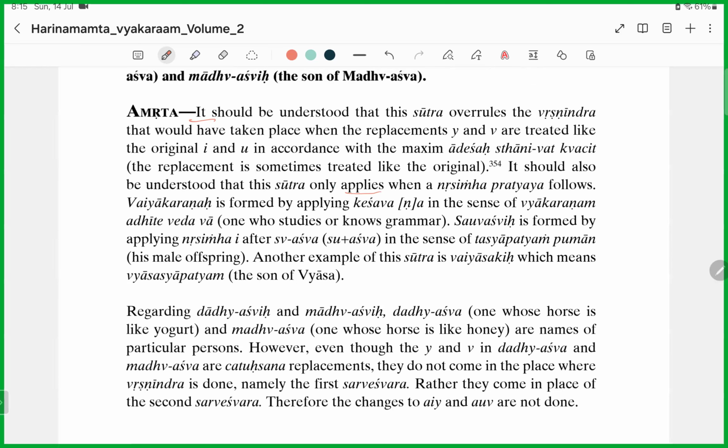Vyakarana is formed by applying Keshavarna in the sense of Vyakaranam Adhite Vedava. So this Keshavarna. Sauvashvihi, these pratyas will be described later. Sauvashvihi is formed by applying Nrsinga E after Swashva, and so on.